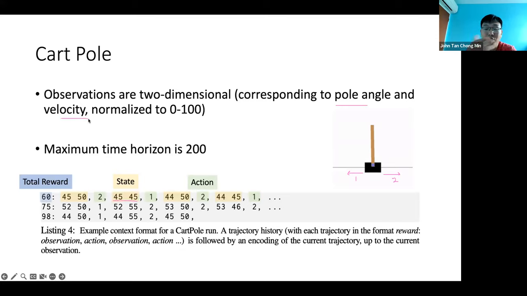So this state here is the pole angle and the velocity. Typically, you can solve CartPole using an if-else statement. If the pole tilts over to the left, anyone want to guess? Should you move to the left, or should you take action one or two? If the pole is tilting to the left, how should you stabilize the pole? Should you take action one or action two? You can just type your answer in the chat. Yep, action one.